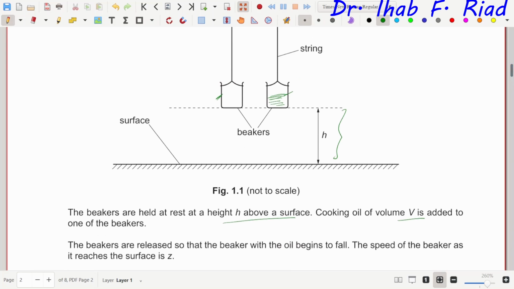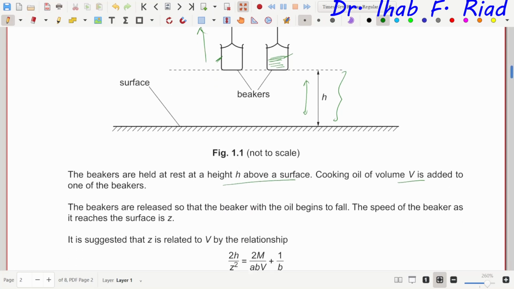So we are going to allow the beakers to move. This beaker is going down, that is going up, and it is falling down. It is going to gain speed. So the speed of the beaker before touching the surface is Z.